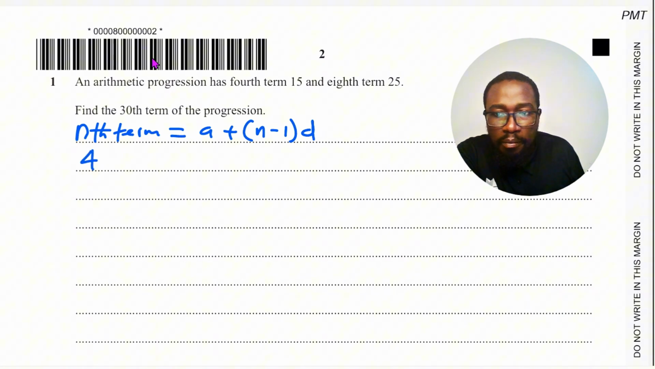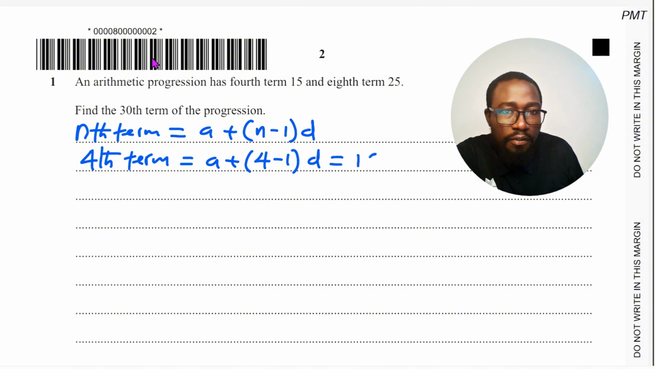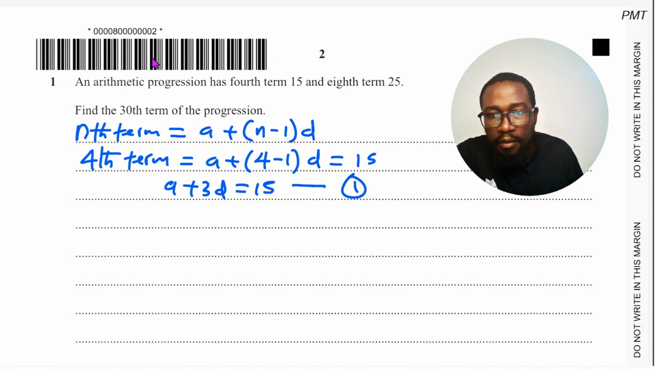So for the 4th term, we are going to have A plus (4 minus 1) times D, and that is equal to 15. So from this, we are going to form an equation, that is A plus 3D is equal to 15, and we're going to name this equation 1.